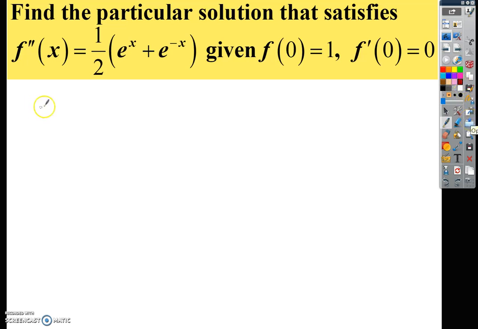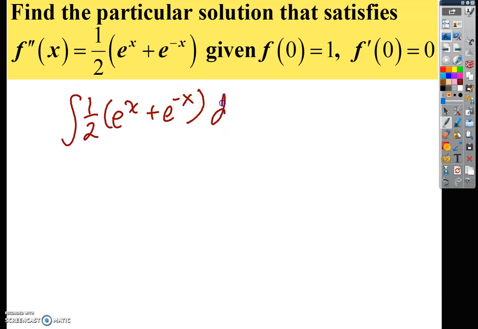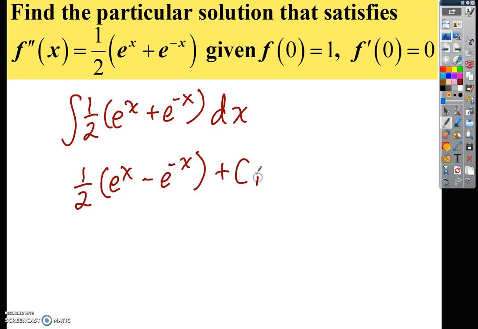do some integration. So we've got the integral of 1/2 parentheses e to the x plus e to the negative x dx. And so that gives us 1/2 e to the x minus e to the negative x plus c1. So that's our first derivative. So that's f prime.